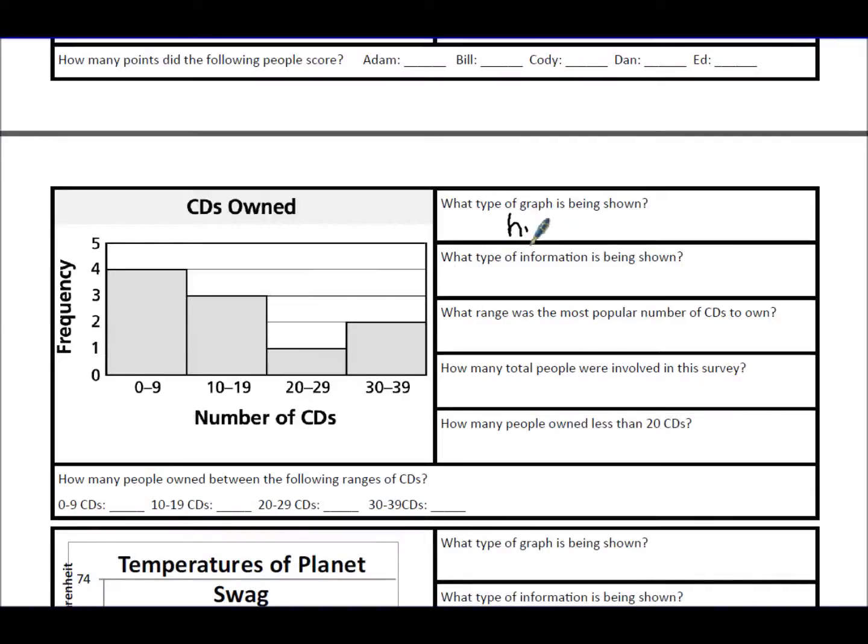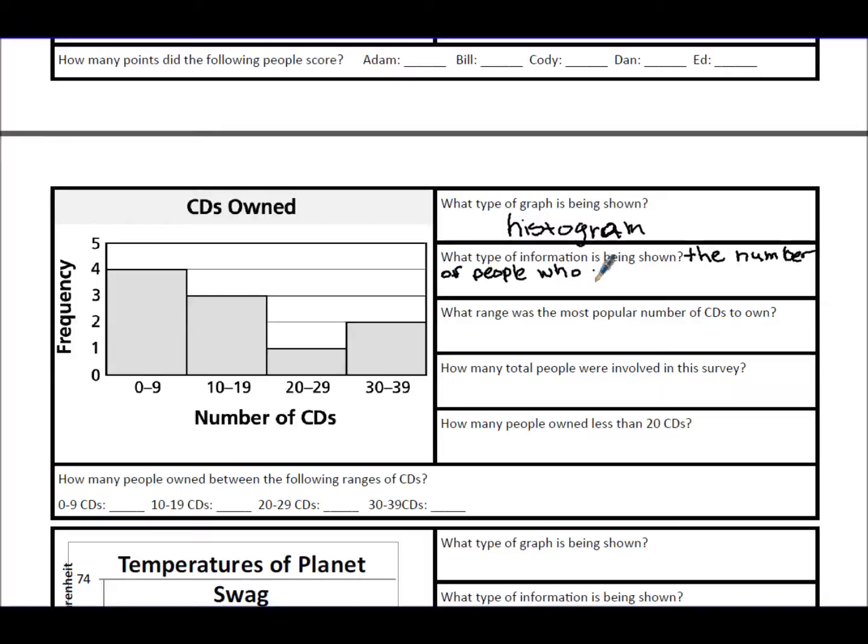What type of graph is being shown here? Well, this looks like a bar graph, but the categories are actually ranges. So this is a histogram. And the type of information being shown, I see the title says CDs owned, and the frequency of people owning a certain number of CDs is what this is looking at. So the ranges are the number of CDs, and the frequency is how many people actually own those.